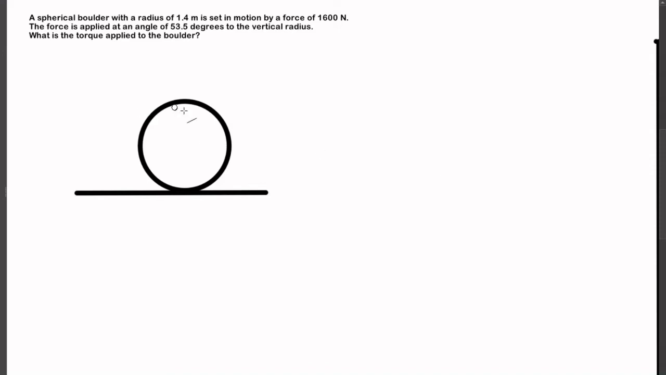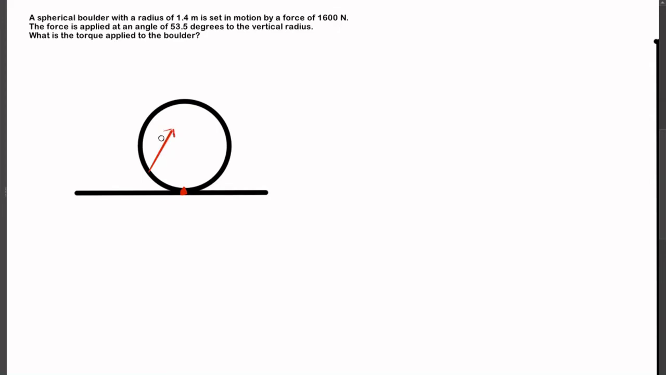Okay, so a couple of things that we're going to have to identify, right? First thing is the point about which this boulder is going to start to rotate once it moves. So that point is going to be right here at the ground, right? And we've seen that before with our circles and things like that. All right, our force that we're going to apply is at 53.5 degrees to that vertical radius of the boulder, okay? So we're going to say that that is going to be pushing like this. Something like that.